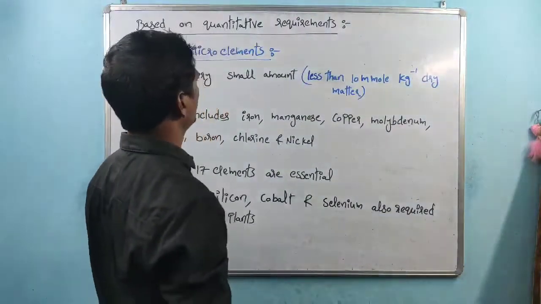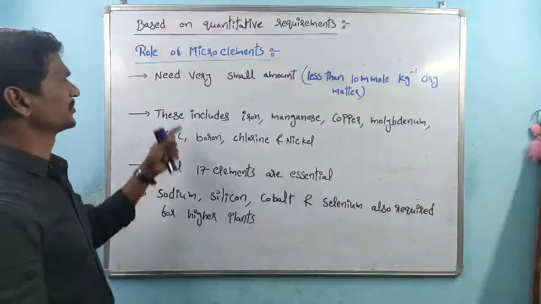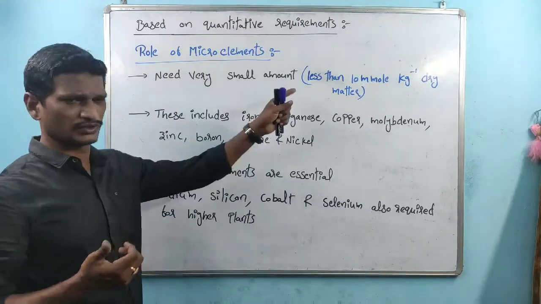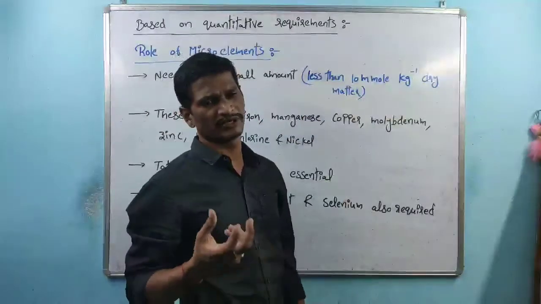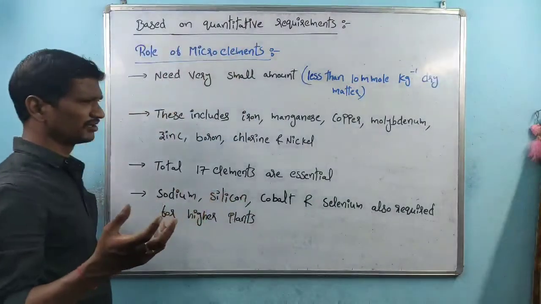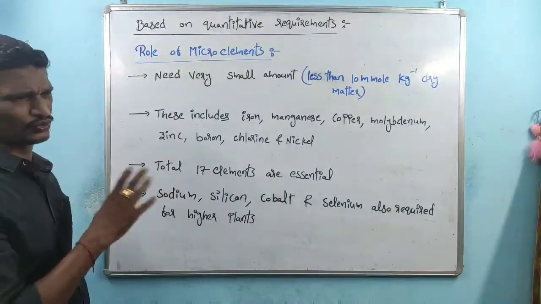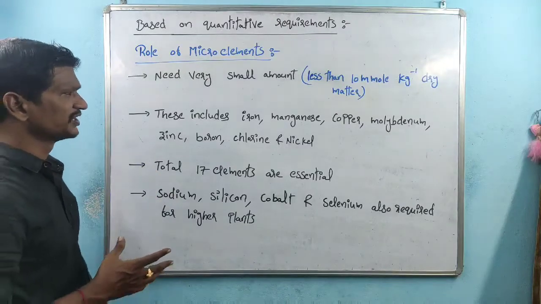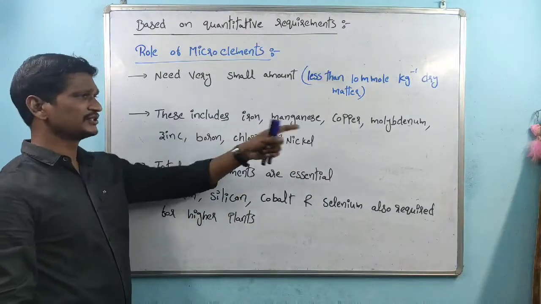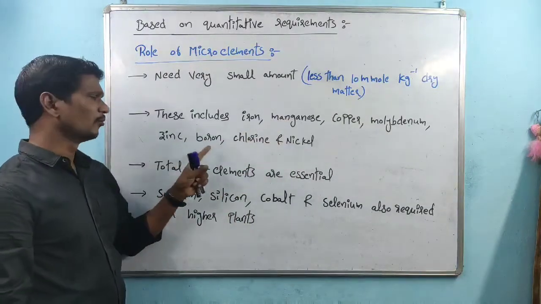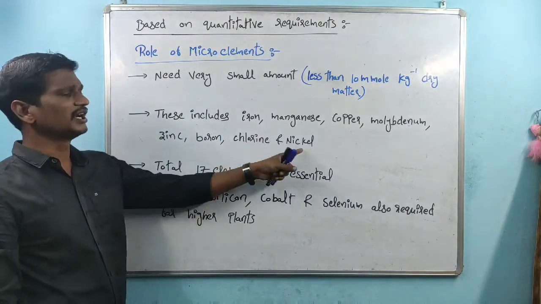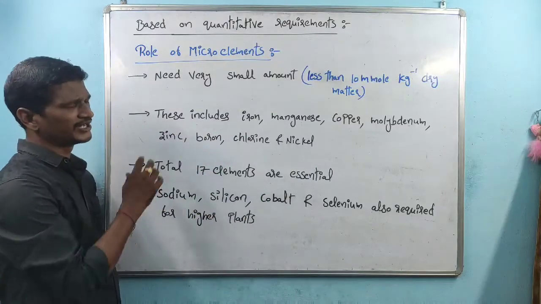Let's come to the next one, the role of micro elements. They are needed in very small or minimum amounts, as we already discussed: less than 10 millimole per kg dry weight of the plant matter. The micro elements include iron, manganese, copper, molybdenum, zinc, boron, chlorine or chloride, and nickel. These are the micro elements.